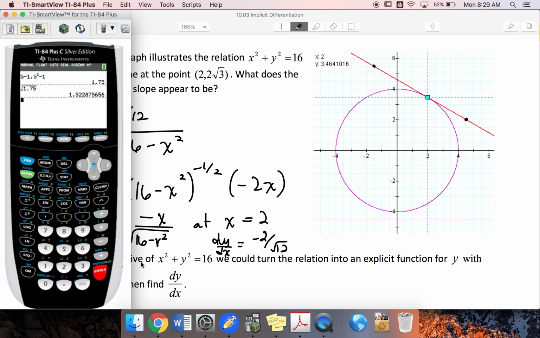Let's see what that ends up being. So negative 2 divided by root 12. And hopefully that's going to be close to the slope that I estimated, which was negative 7/12. So let's try that. Oh, I was pretty close with my estimate. Here's my exact value.